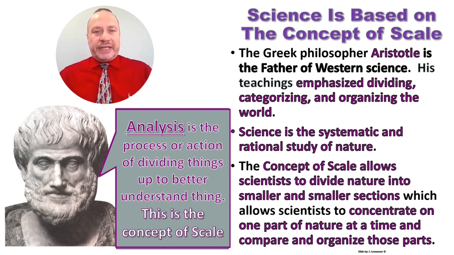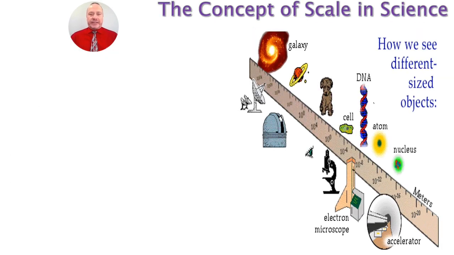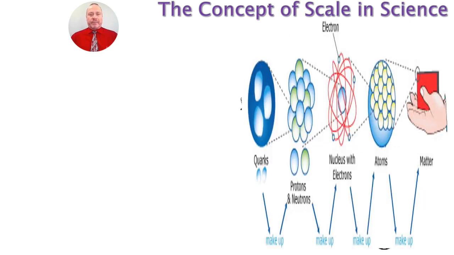Analysis. Analysis is the process or the action of dividing things up to better understand them. This is the concept of scale. So, from the giant galaxies down to the subatomic particles, we divide nature up. Another example, if we have quarks, they can be organized into protons and neutrons. Protons and neutrons make up the nucleus of an atom. The positive protons attract the negative electrons. The atoms join together to make matter.